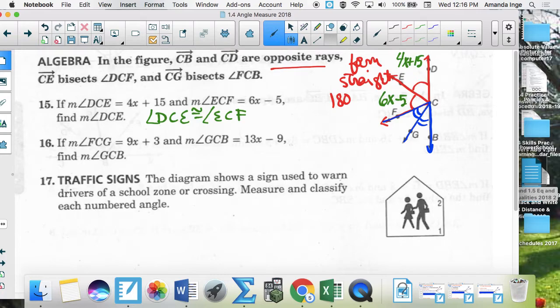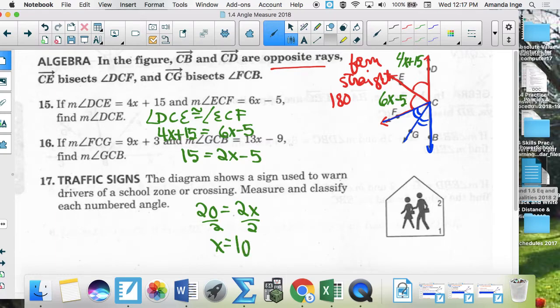So what did they tell you angle DCE was equal to? 4x plus 15. And what did they tell you ECF was equal to? 6x minus 5. So what are you going to do to solve it? Subtract 4x first. Add 5. Divide by 2. And get x is equal to 10.